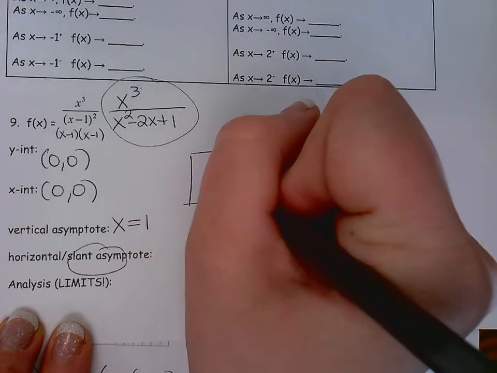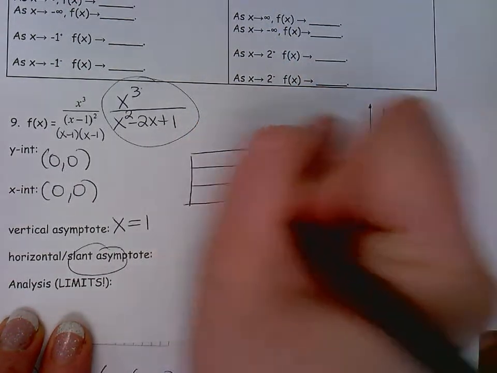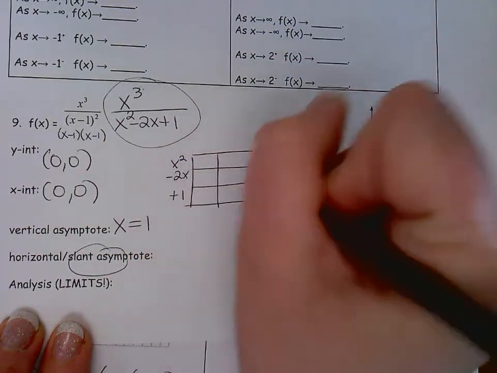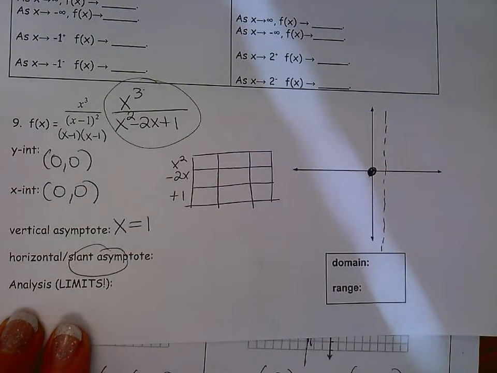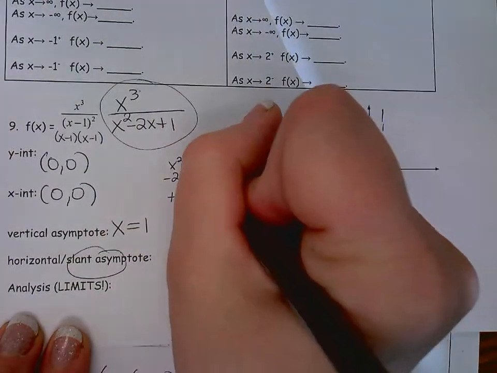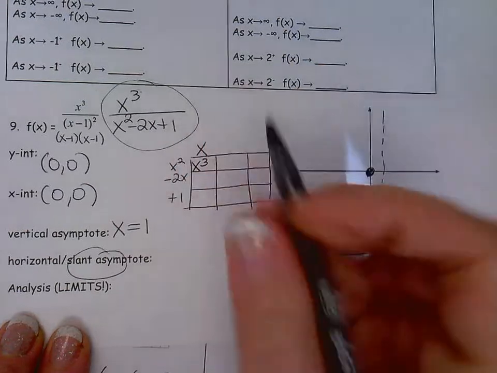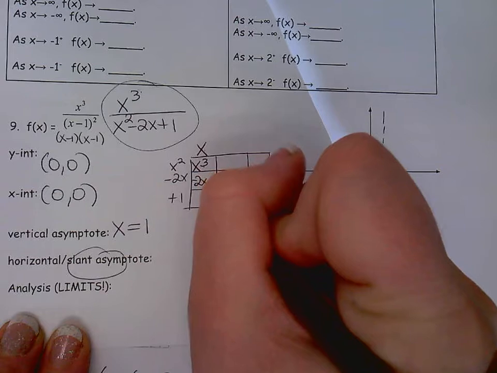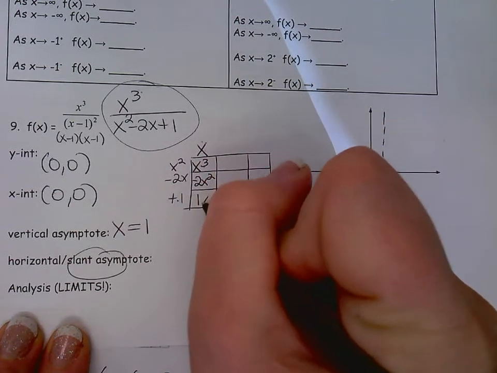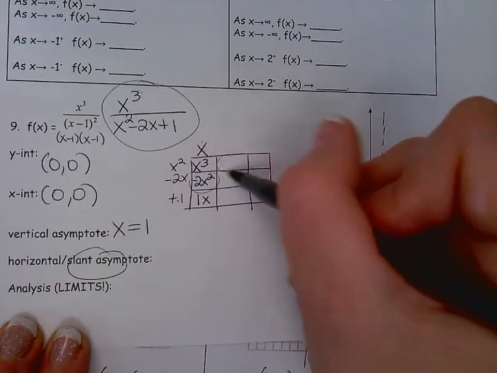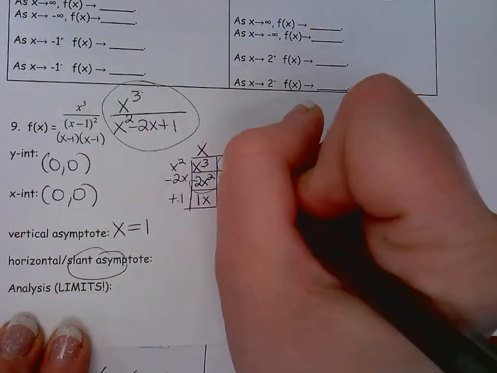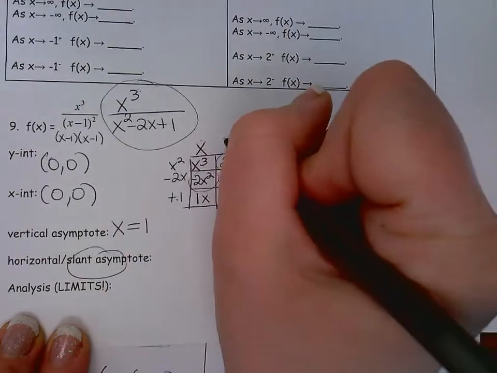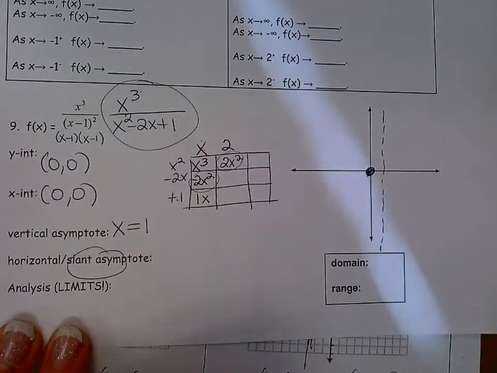So my divisor is 3 terms, x squared minus 2x plus 1. And my dividend is only x cubed. So I'm going to put x cubed in the first box. X times x squared is x cubed. X times negative 2x is negative 2x squared. X times 1 is 1x. How many x squareds do I want? I want 0 of them, so I need to put positive 2x squared in this box. So x plus 2 is going to be my asymptote.